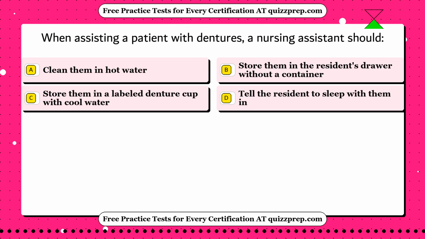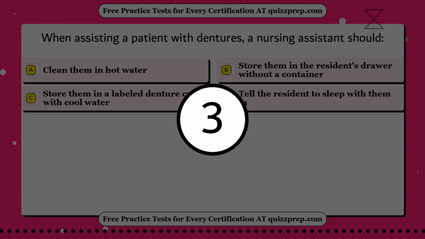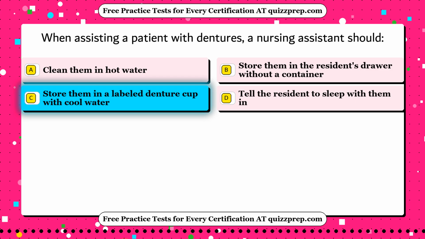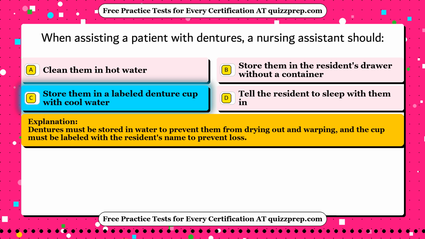Question 4. When assisting a patient with dentures, a nursing assistant should: Option A, clean them in hot water. Option B, store them in the resident's drawer without a container. Option C, store them in a labeled denture cup with cool water. Option D, tell the resident to sleep with them in. The correct answer is Option C, store them in a labeled denture cup with cool water. Dentures must be stored in water to prevent them from drying out and warping, and the cup must be labeled with the resident's name to prevent loss.